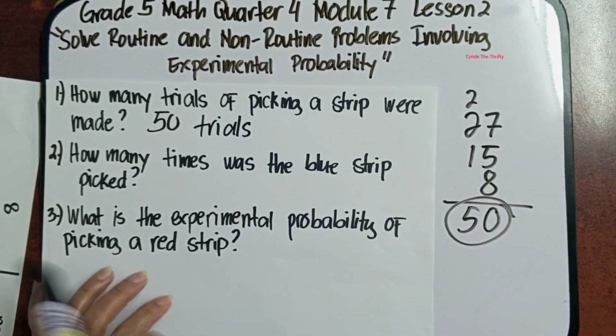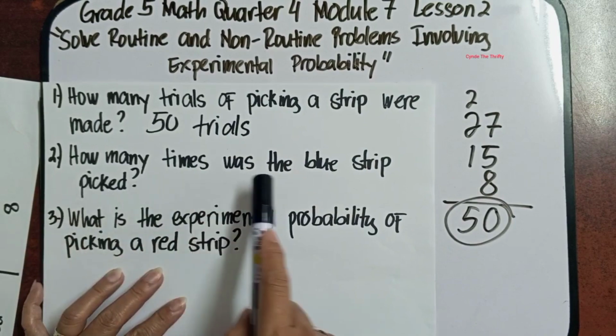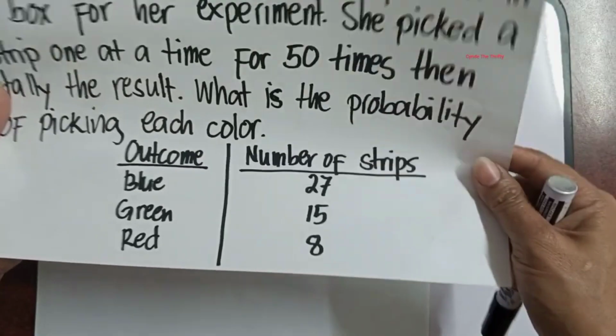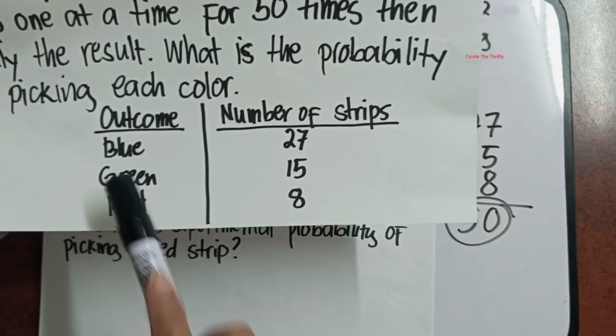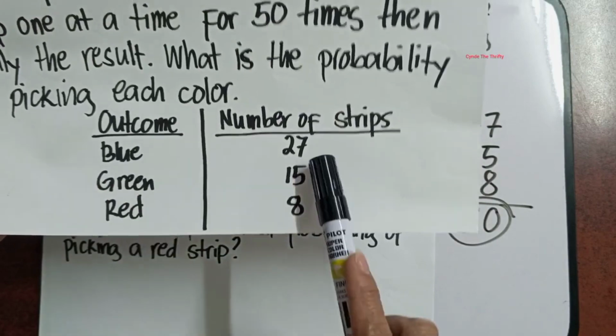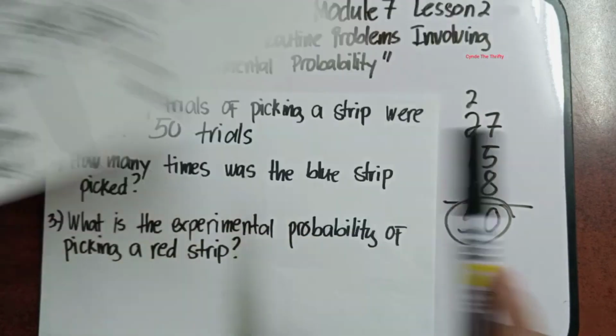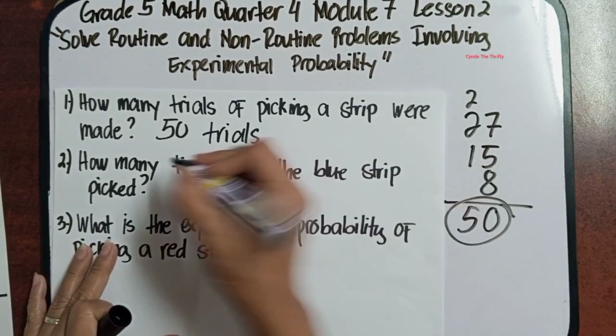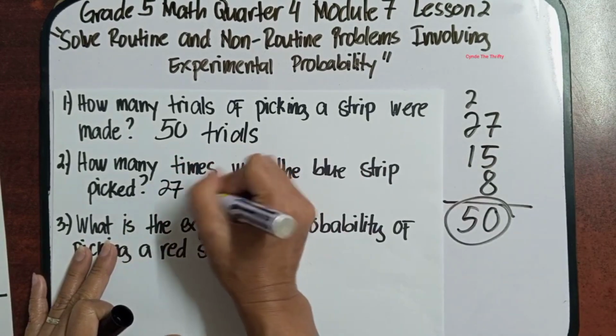And then, ang question number 2, how many times was the blue strip picked? So, ilang times ba na-pick yung blue strip natin? Okay, titingnan natin ang ating data. So, sa ating data, ang blue strip na-pick siya ng 27 times.